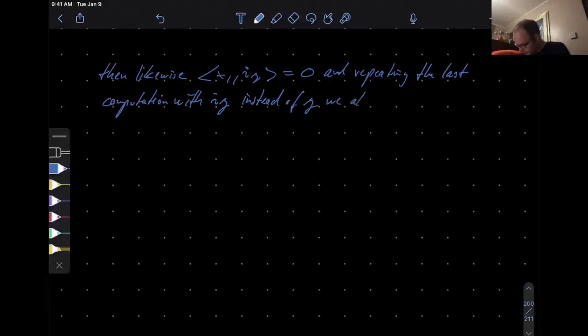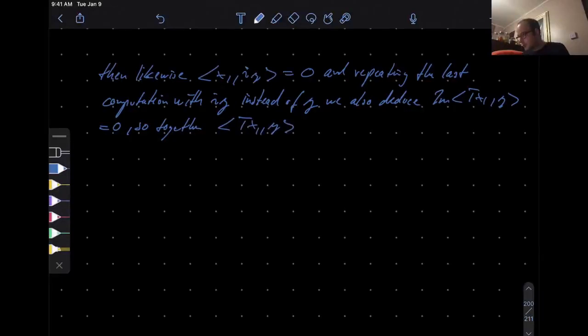We also deduce that the imaginary part of ⟨Tx1, y⟩ is equal to 0. So together, real and imaginary part are equal to 0, so that means y is orthogonal to Tx1, right? By choice, y was orthogonal to x1. Now we showed it's orthogonal to Tx1.